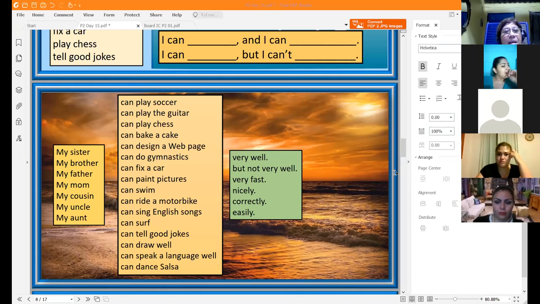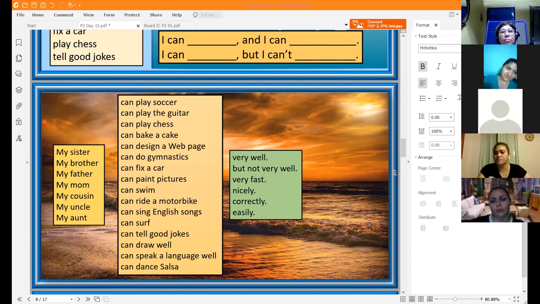My sister can bake a cake. My brother can fix a car. Okay. My father can paint very well. Paint very well, okay. My sister can dance salsa. Salsa. Okay. Excellent. Very good. Thank you very much.